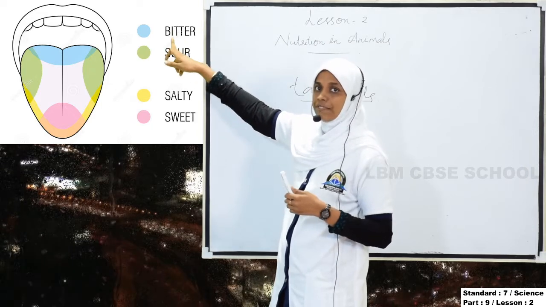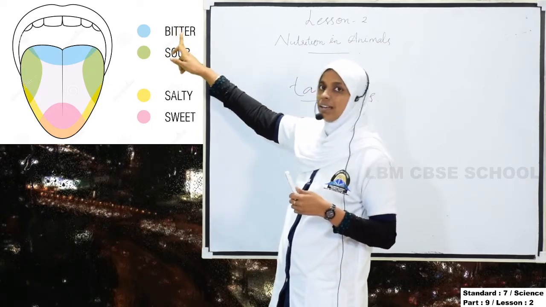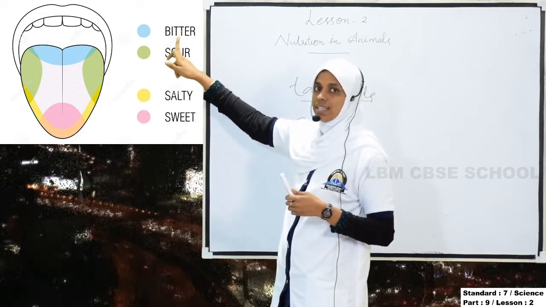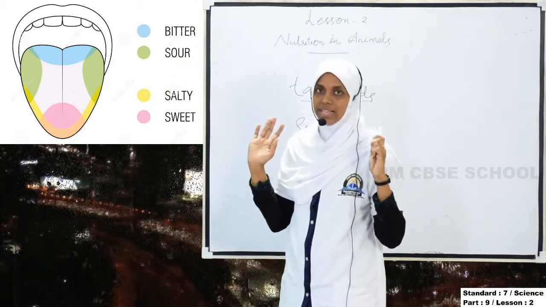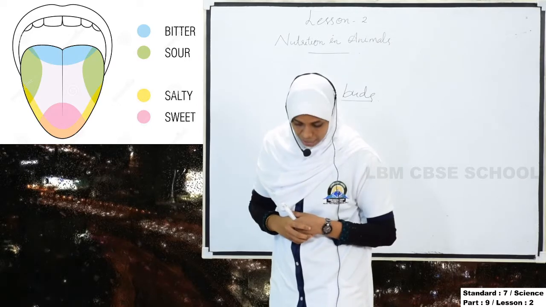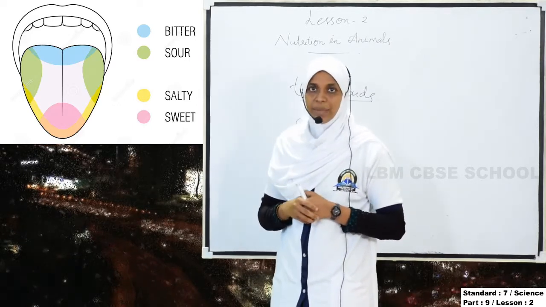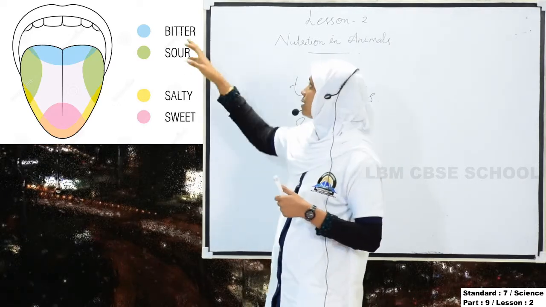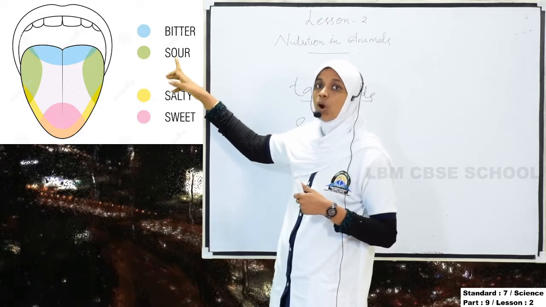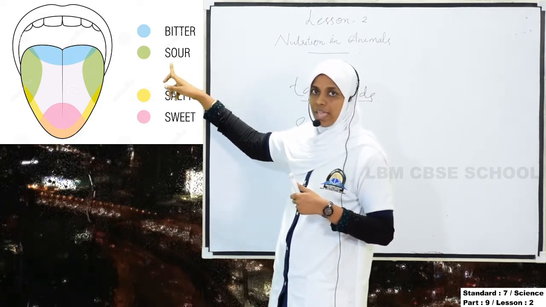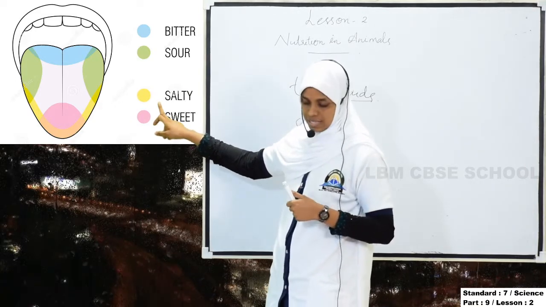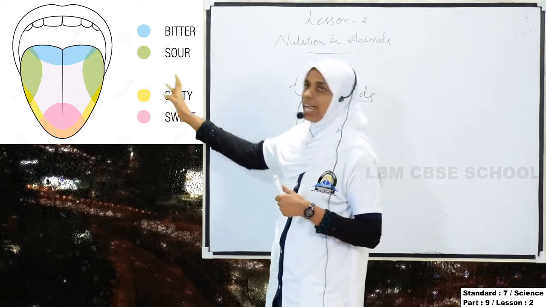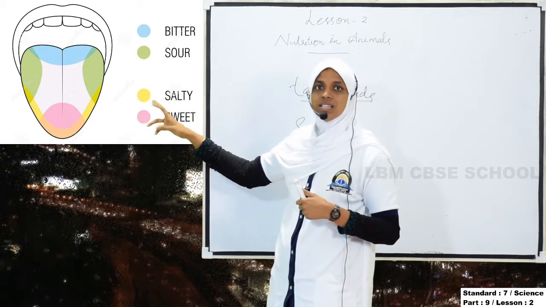So in the first upper part, the taste is bitter taste, and then sour taste. In sideways you can also see the picture on page number 15. You can see the picture also. Okay, so in sideways it is sour taste. Then what is the taste? Salty taste. Salty taste where? In the sideways. Sideways the taste is salty taste.